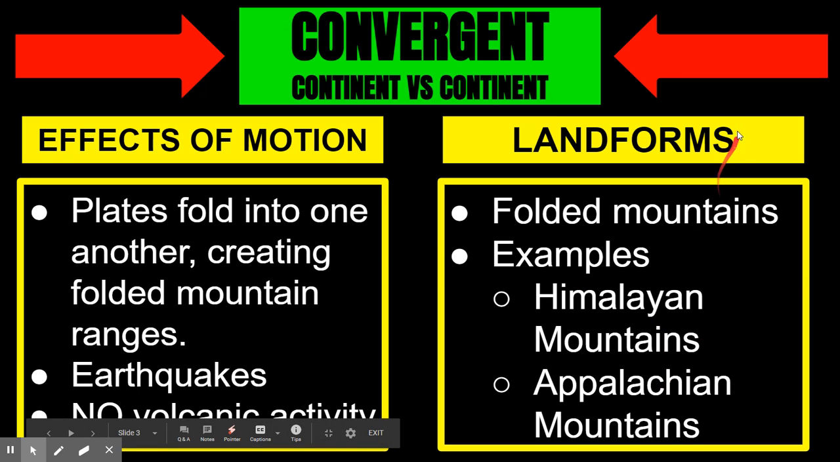Okay, so the landforms, remember, this is the focus of 8th grade here, is the landforms. So the landforms that form are, of course, folded mountains, like you saw in the diagram before. And some examples of that, of course, the Himalayan mountains in Asia, and then the Appalachian Mountains in America.